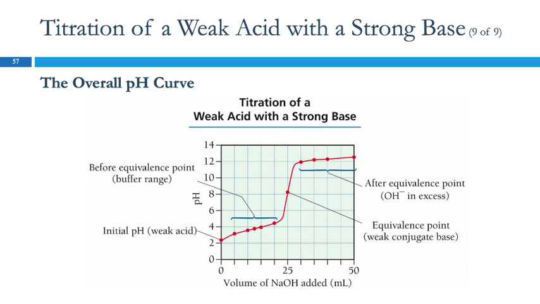So here's the overall pH curve. This region, before the equivalence point, is the buffer range. That's where you can use the Henderson-Hasselbalch equation. Up here, we have an excess of hydroxide ion. Here at the equivalence point, we're looking at just the weak conjugate base in terms of calculating the pH. Calculating the initial pH, we're looking at the weak acid. Any questions?